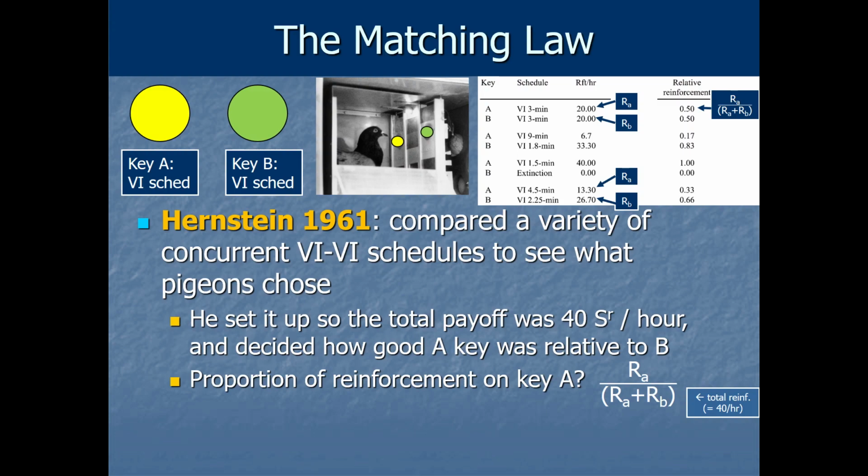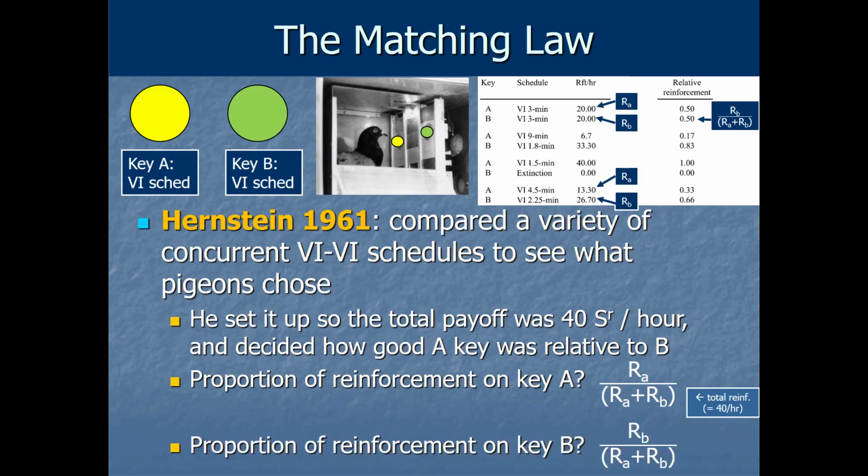So in this first experiment at the top, in his little table up here, comparing VI 3-minute and VI 3-minute, half of the reinforcers come from key A, which makes sense, right? 50%. That totally makes sense. So we've got it off on the right side here, 50%.